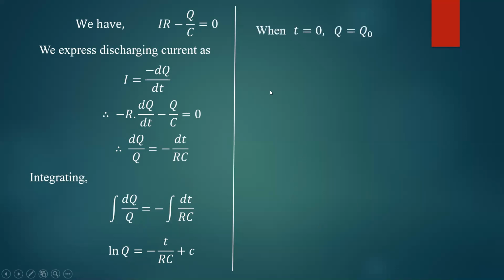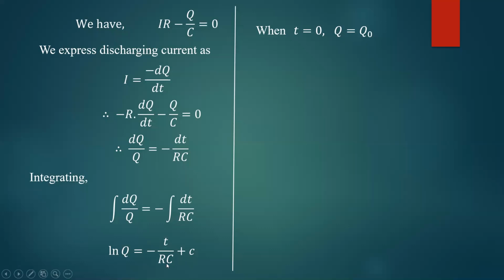So put the initial conditions. When t is equal to 0, the capacitor was fully charged. So the charge on the capacitor q was q naught. That is the maximum charge. Remember, we are discharging the capacitor from the maximum charge. So at t is equal to 0, initially the charge q was q naught. Substitute here and find the value of c.